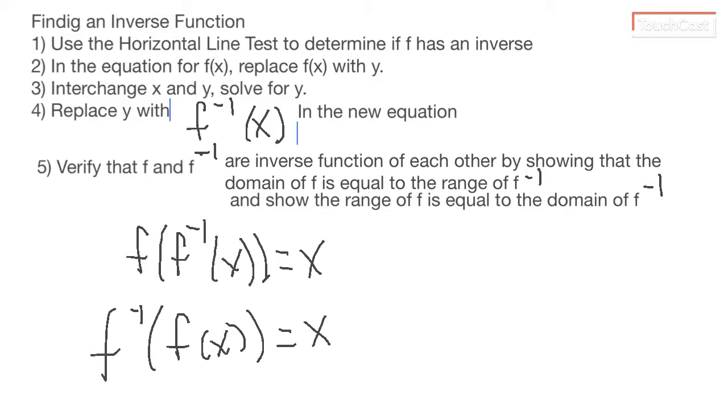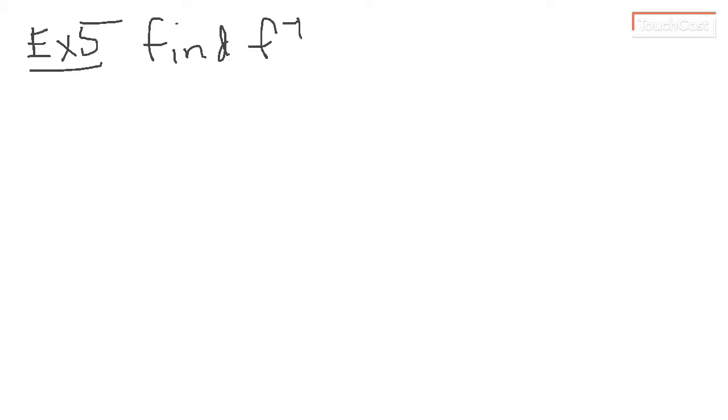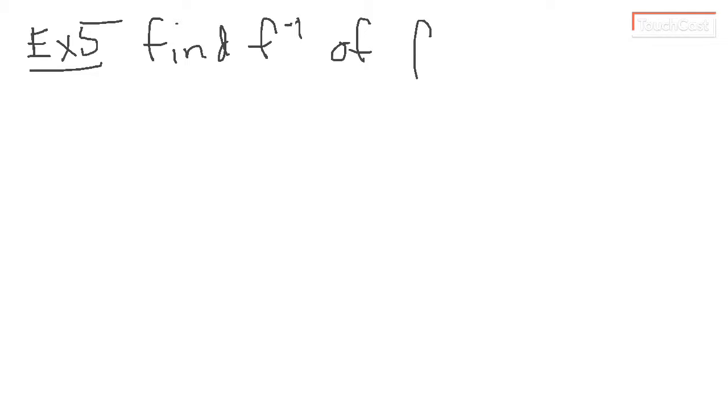So I have two more examples for you. Let's check them out. So let's look at example 5. We are going to find an inverse. So we can say find f inverse of the function. The function we're going to find the inverse of is f of x equals 5 minus x over 3x plus 2.